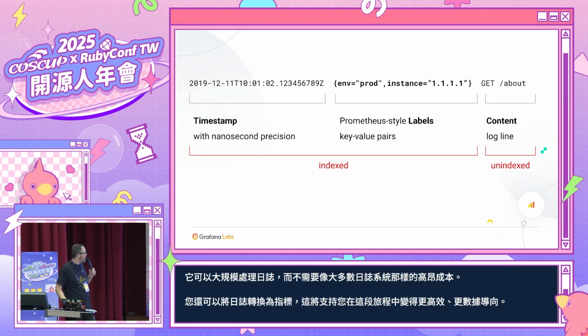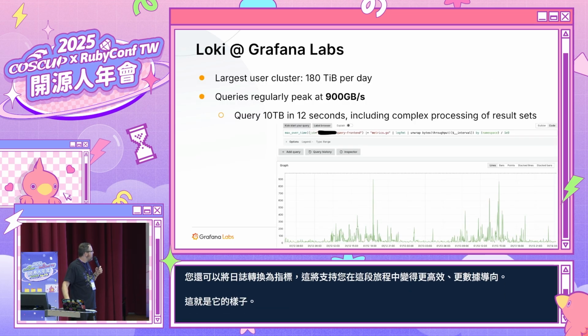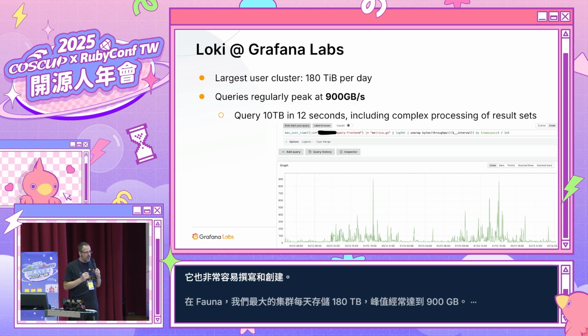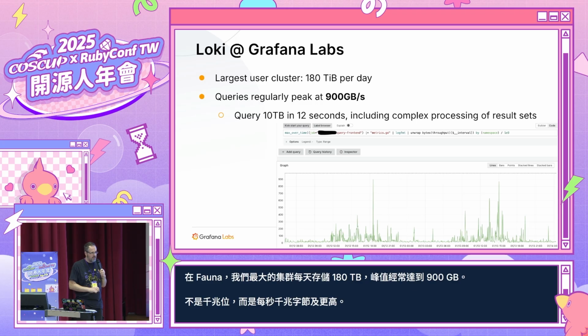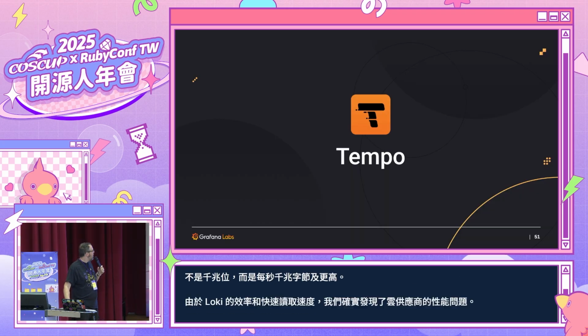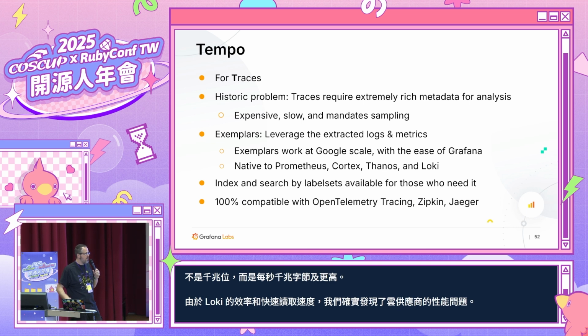This is how it looks. Also very easy to write and create. The largest clusters we have at Grafana, we store 180 terabytes per day. And our peaks regularly go to 900 gigabytes, not gigabit, gigabytes per second and higher. We actually find performance issues at cloud providers with how efficient Loki is and how quickly it reads. Tempo for traces, that basically tells you how a request went through your system.